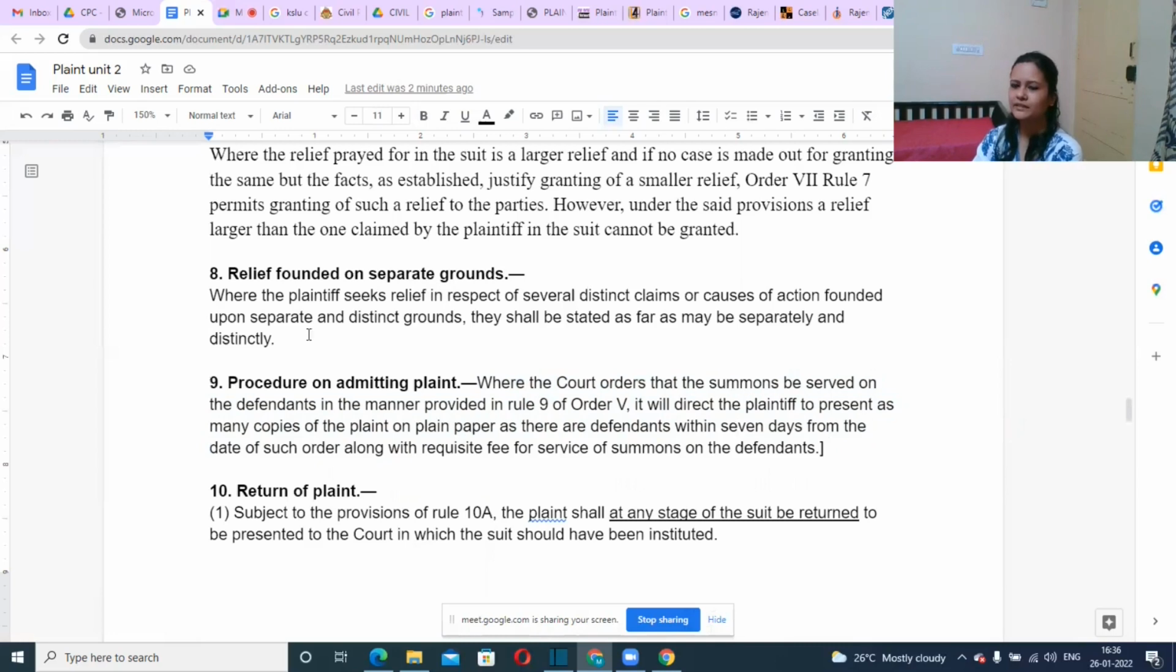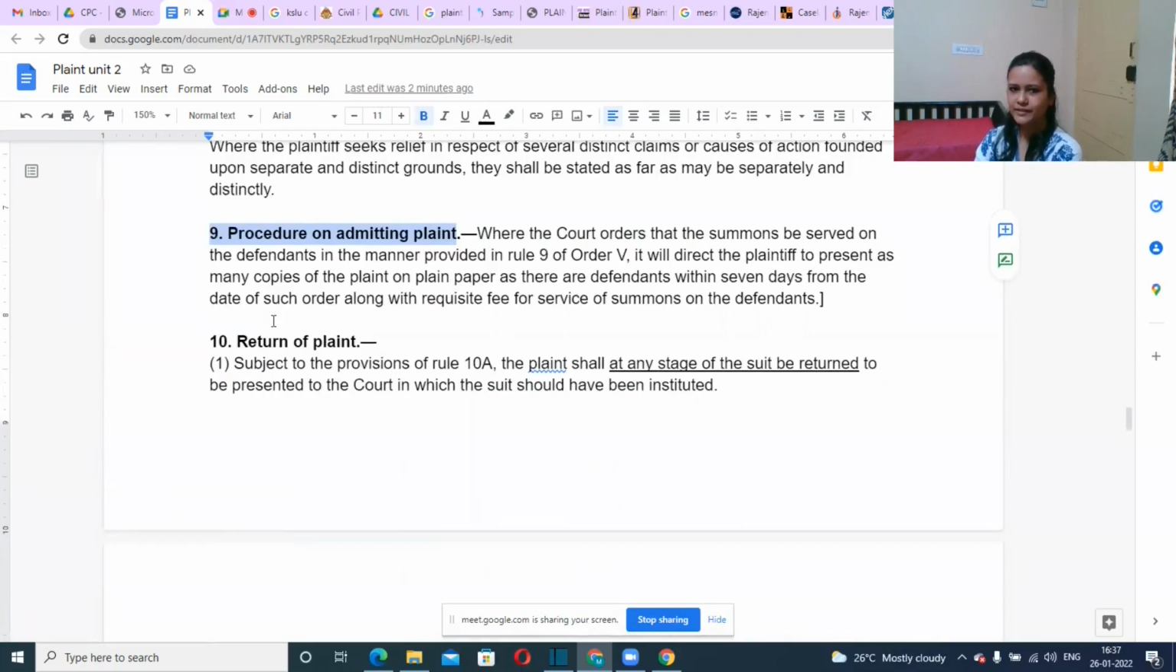So once court feels that, okay, plaint is fine, we can accept it, suit is instituted, there court will order the plaintiff that you need to provide these many copies because these many defendants are there in your case. We need to inform all those defendants. We need to serve them summons, to which we would attach one copy of plaint as well, so that they can know what are the allegations or charges against them and they can prepare their written statement. So that the plaintiff will have to do. Procedure on admitting plaint. Once plaint is accepted, the court would order the parties, like the plaintiff.